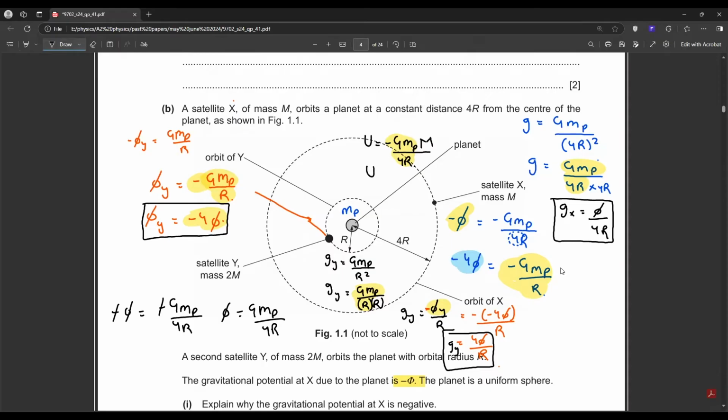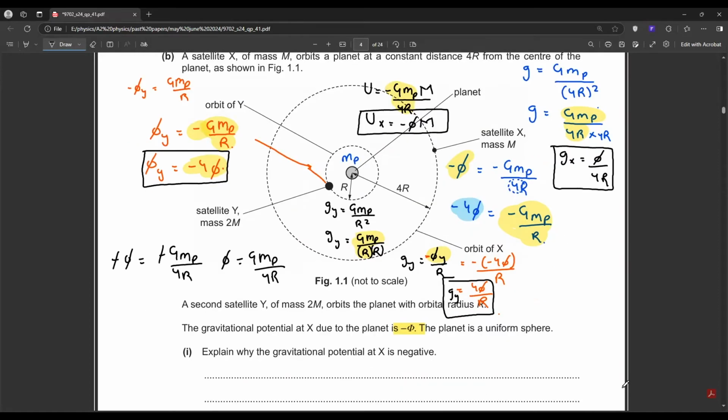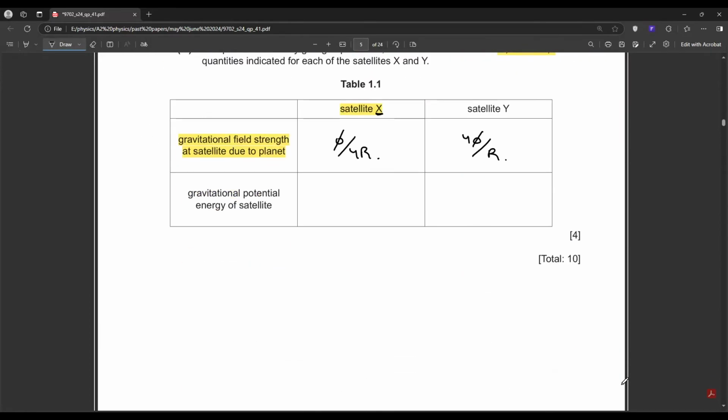Yeah. Gravitational potential energy at satellite X is equal to negative phi into mass. So this is one more result that you can put in a box here. Let's write it here. The gravitational potential energy is equal to mass into phi. Simple.